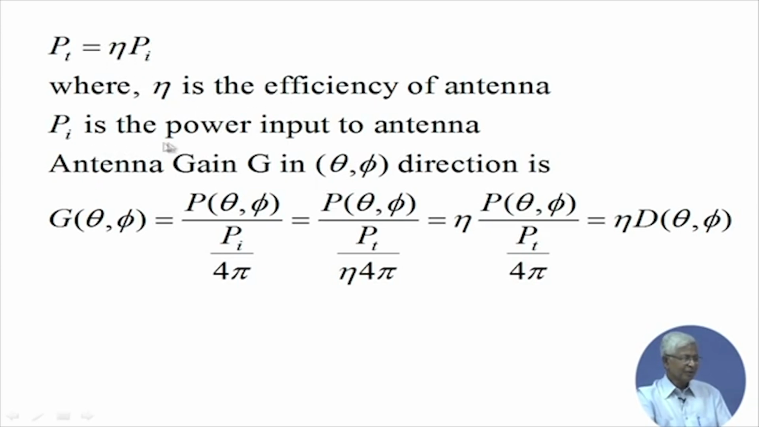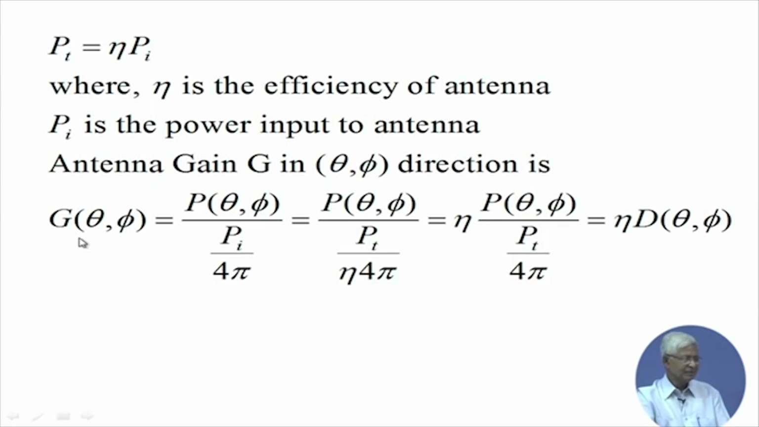So, input power is the power input to the antenna, and then we can define another term, antenna gain G, again in theta phi direction, as the ratio of P(theta, phi) by P input by 4 pi, and P input by 4 pi is Pt by eta 4 pi. So, this whole ratio is P(theta, phi) divided by Pt by eta 4 pi. Now, this eta can be taken out. So, it is P(theta, phi) by Pt by 4 pi, which is nothing but directive gain D(theta, phi).